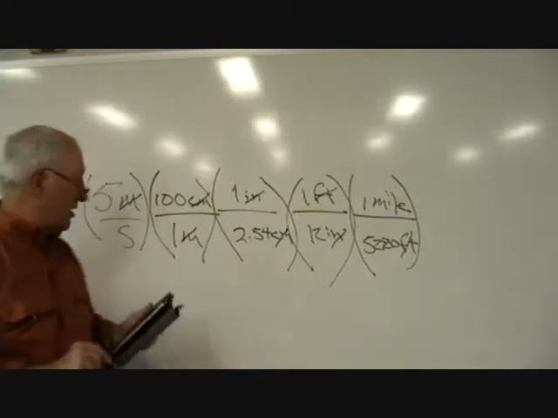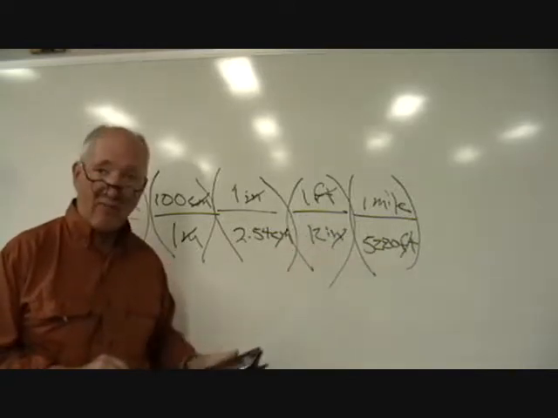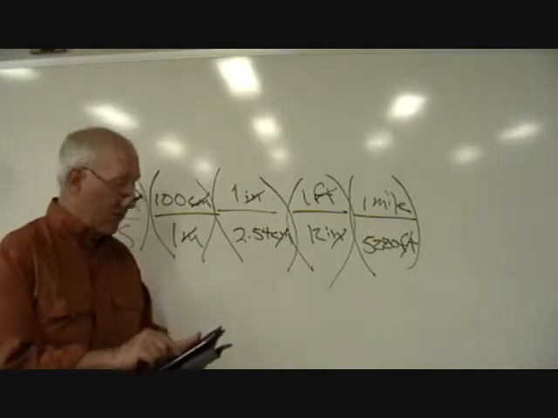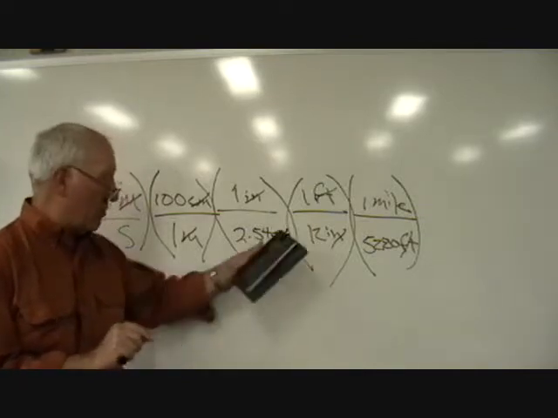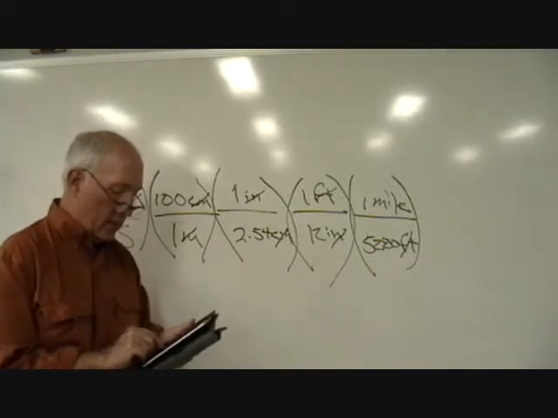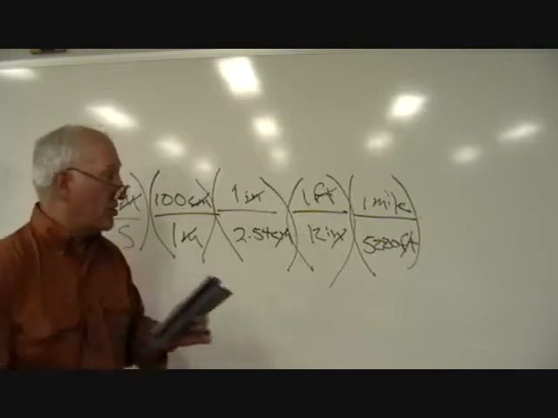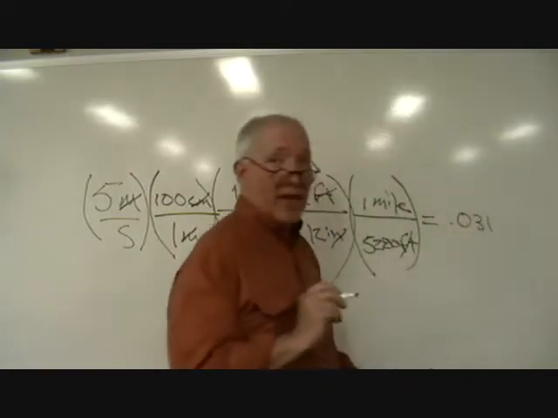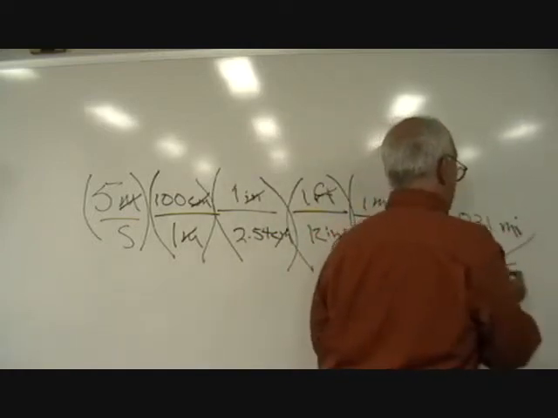And I'm going to say equals, then I'm going to divide by 2.54, then divide by 12, then divide by 5,280. So far, I'm up to 500, 5 times 100. Now I'm going to divide that by 2.54. Then I'm going to divide that by 12. Then I'm going to divide again by 5,280. And I end up with 0.031. So when I put my units on that, it's 0.031 miles per second.